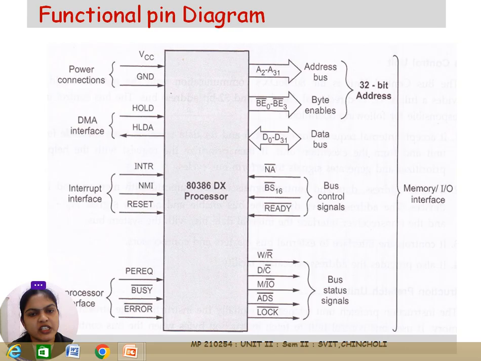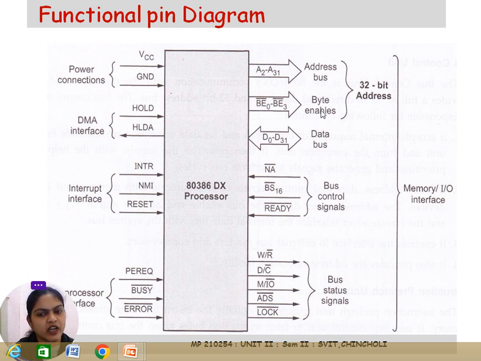Now we will see the functional pin diagram of 80386 microprocessor. See, the address bus and the data bus both are of 32 bit size. Here the address bus is from A2 to A31. Then the byte enable signal is available for the 80386 to select the memory bank.